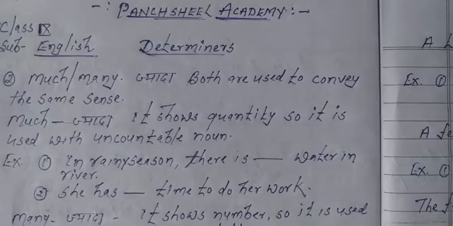Today, I am going to teach you about the use of different types of determiners, starting with much and many. You know, much and many convey the same meaning, more. Means both are applied for the same sense, but they are applied differently. You know that there are two types of noun. The first one is countable and the second one is uncountable.